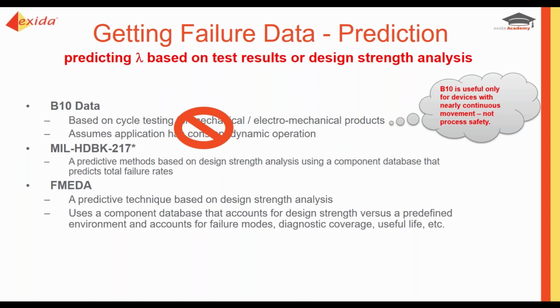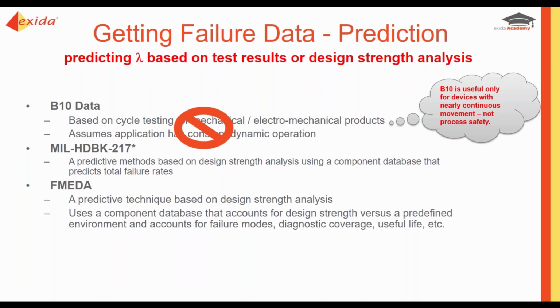The next way to predict failure rates is the MIL Handbook 217. That was brought around in the 70s or 80s, and it was a component database that allowed you to predict total failure rates based on design strength analysis.